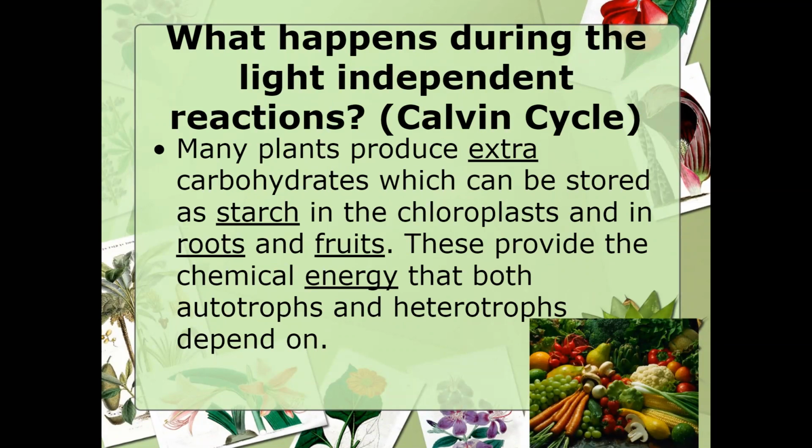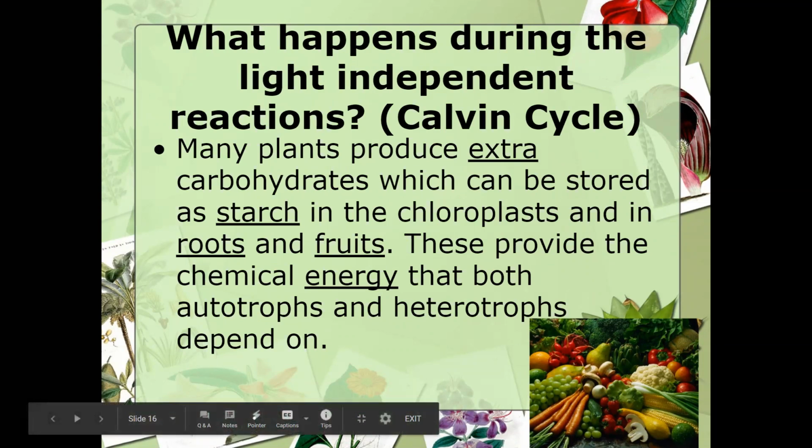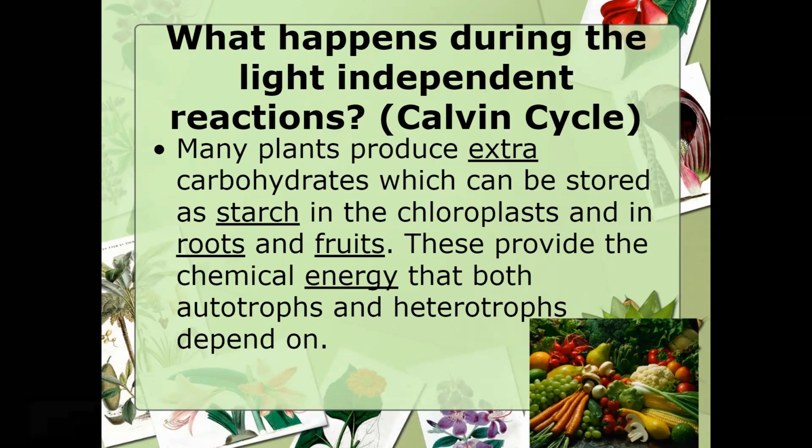To continue on a little bit, many plants are going to produce extra carbohydrates, which can be stored as starch in the chloroplasts and in the roots and fruits. So those are going to provide chemical energy that autotrophs and heterotrophs, so producers and consumers, are going to depend on, and you eat those all the time. Potatoes, like anything you would see in this picture right here, any of those are those stored carbohydrates that plants produce for themselves, and we eat those to attain energy.